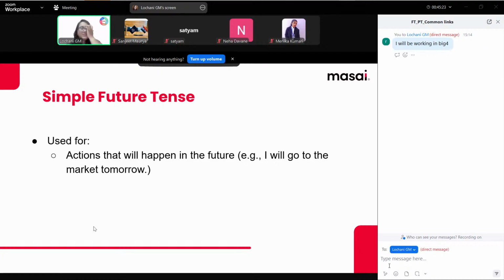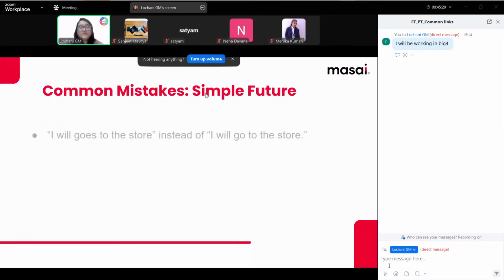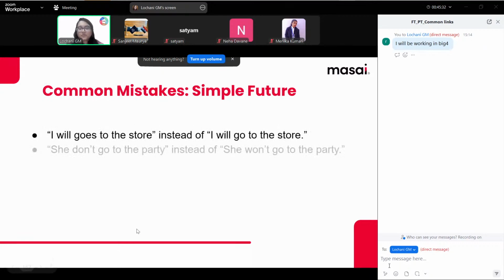Robots will enter in the future, says Chodaya. Yes, absolutely. That is right. Okay. So that is what simple future tense is used for. Now, in simple future tense, what are the common mistakes to avoid? Right. Let's take a look at that.